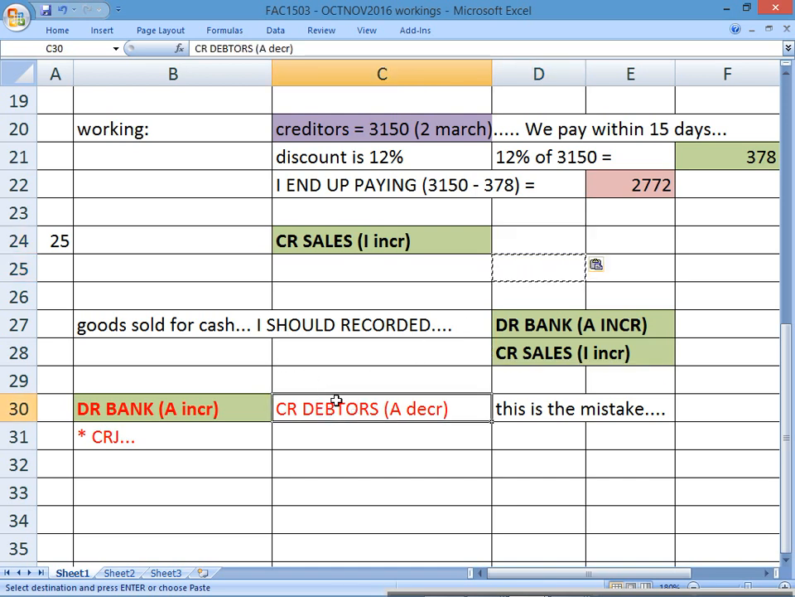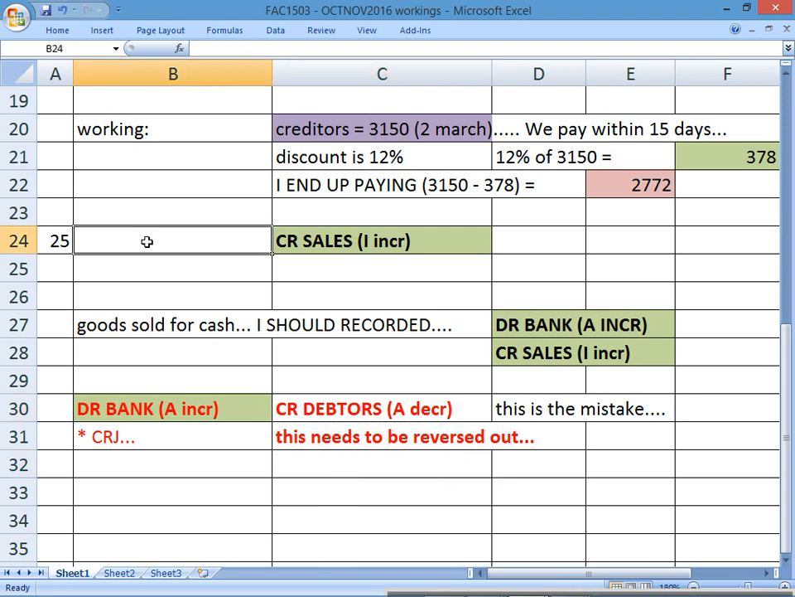And this is the mistake, so this needs to be reversed out. How do I get rid of a credit? Debit. So you would debit the debtors, asset increase. That would have been the correction that you would have had to record for that transaction. Now you've corrected it.